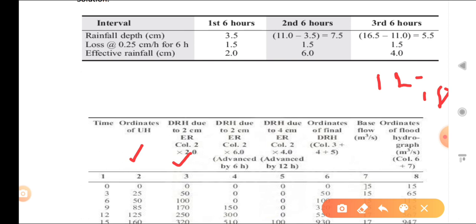So 0 multiplied by 2 will be 0, 25 multiplied by 2 will be 50, 50 multiplied by 2 will be 100, 85 multiplied by 2 will be 170. Similarly, you can follow this process.